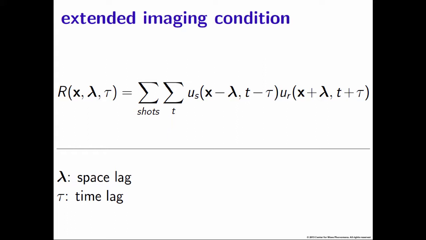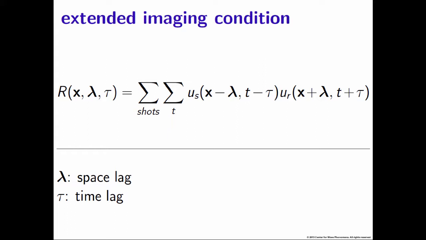So as you can see here, this object, the general extended imaging condition, increases the dimensionality of the output image a great deal. If we have, for example, in 3D, and we decide to extend the image in all directions and in the time direction, we go from a 3D object to a 7-dimensional object. In 2D, we go from a 2D object to a 5-dimensional object.